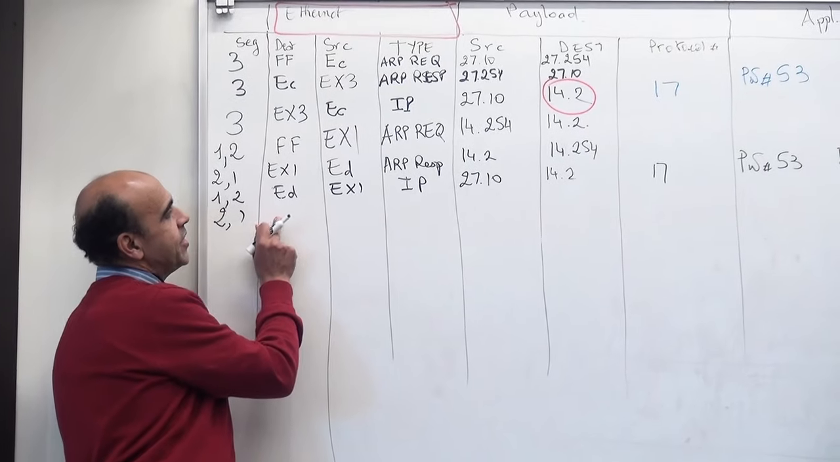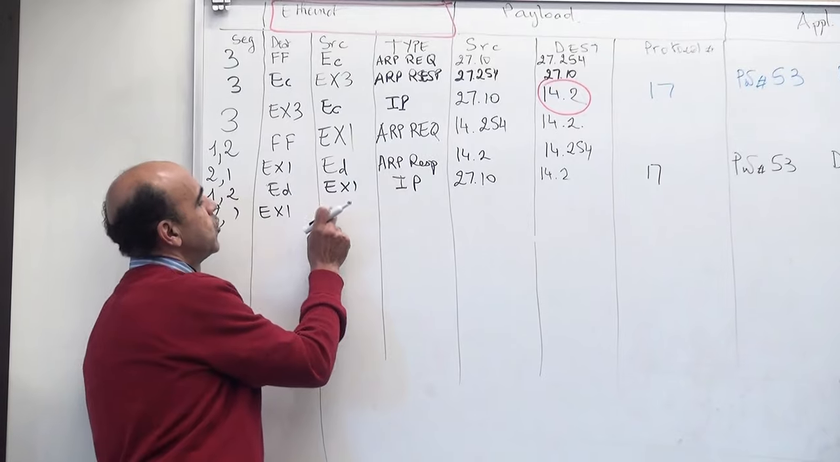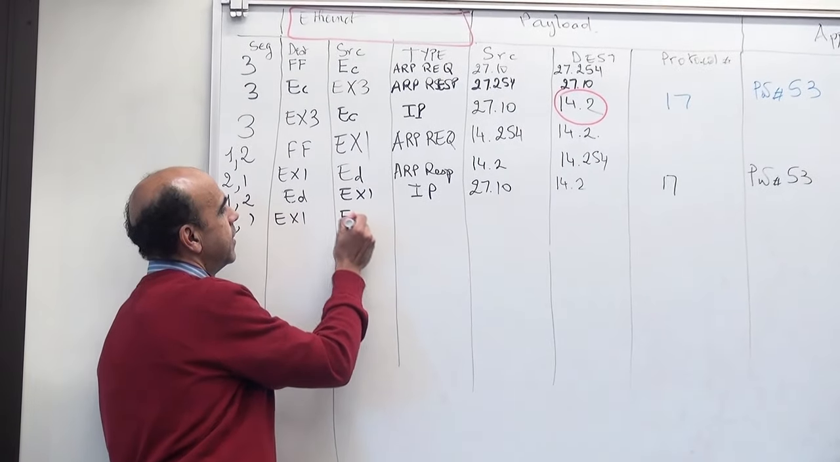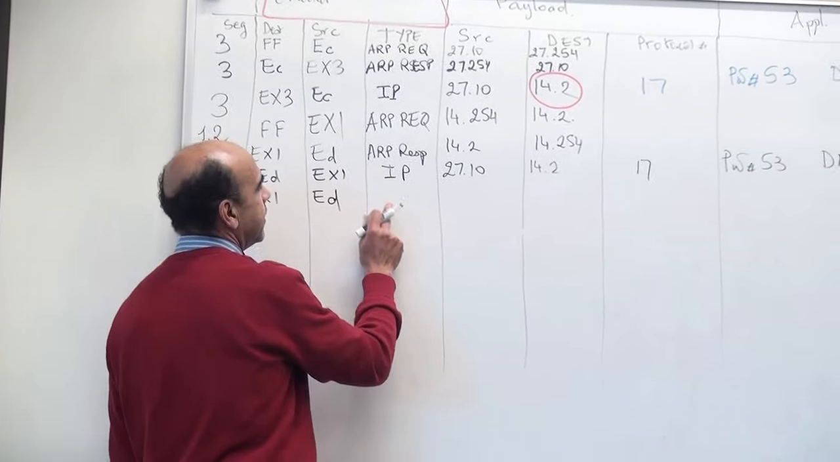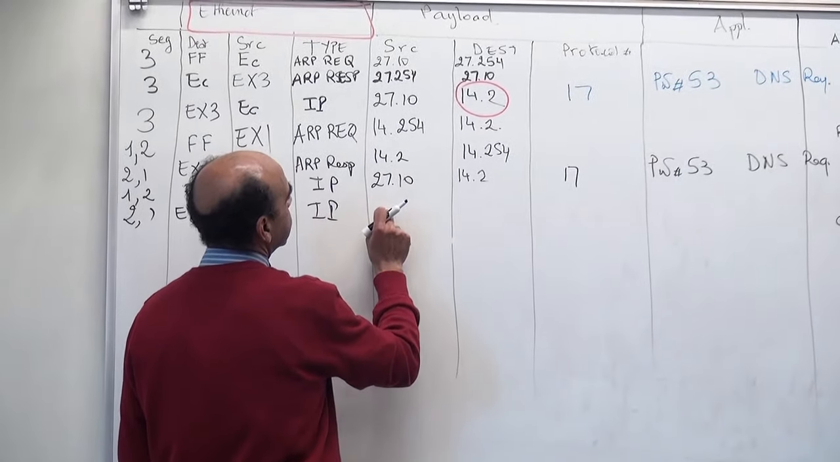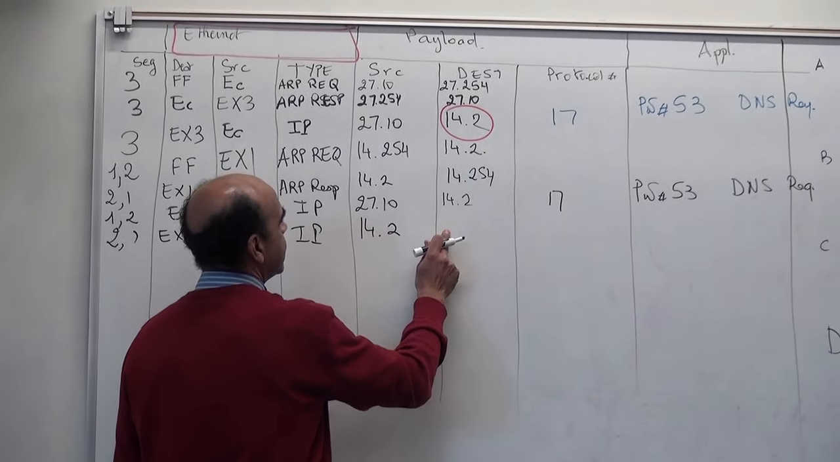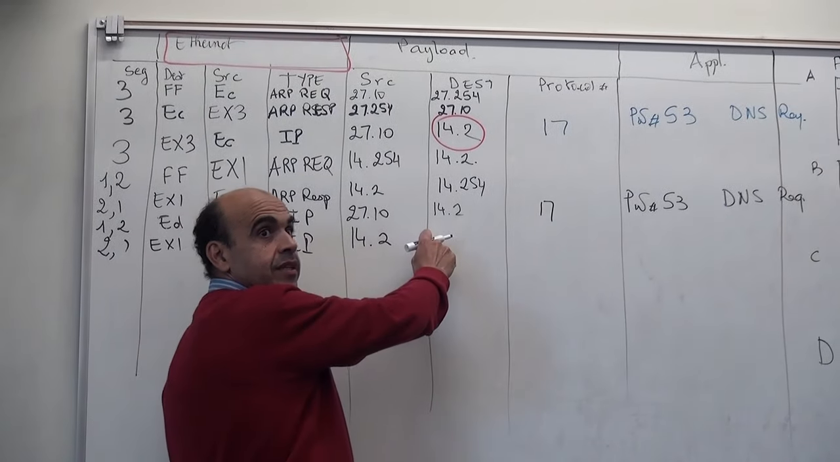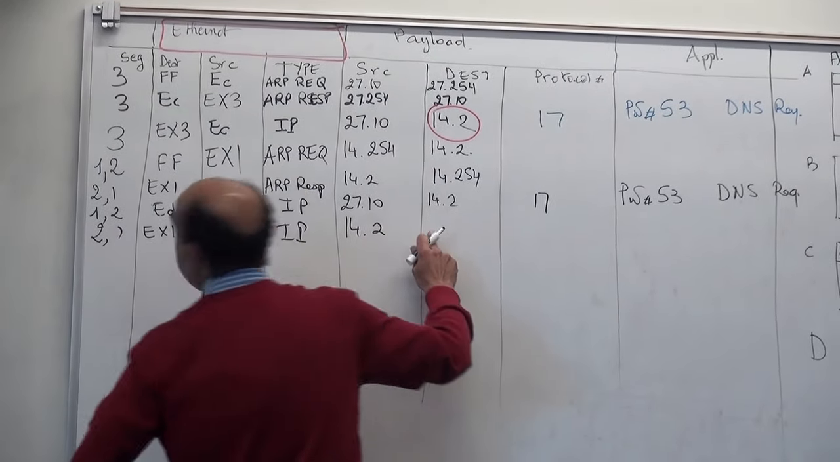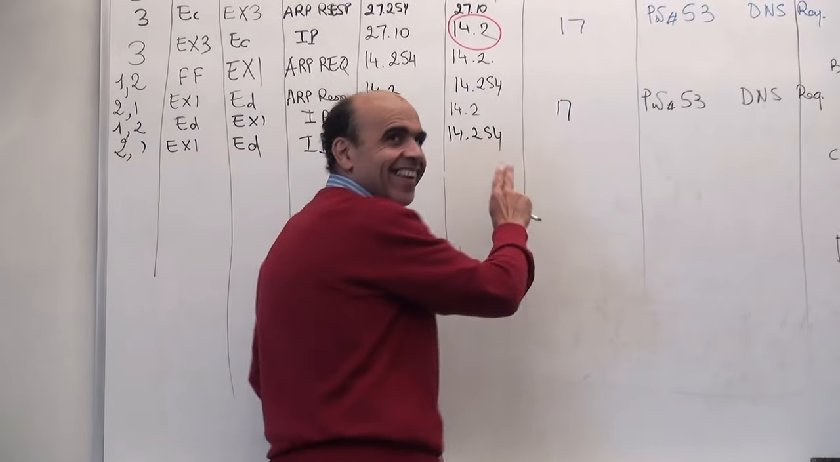Now, what will be the destination? EX1. Who is the source? ED. What is the type? IP. What is the source? 14.2. What is the destination? How much? 27.10. Come on! It is 14.254. No. No! Right, thank you, okay?